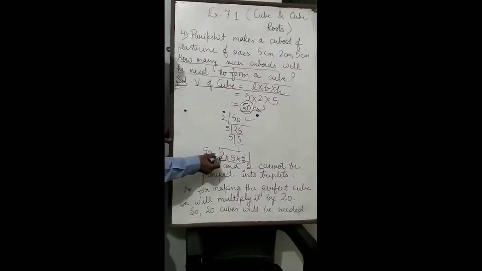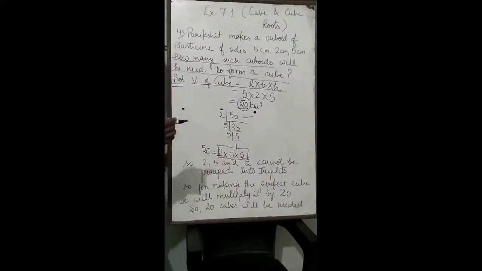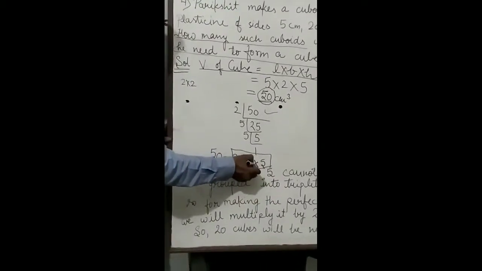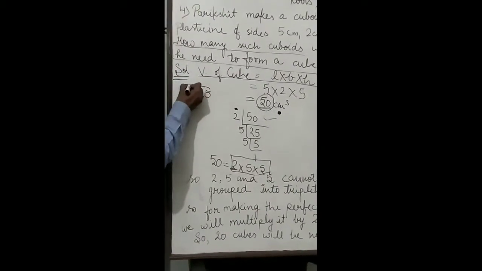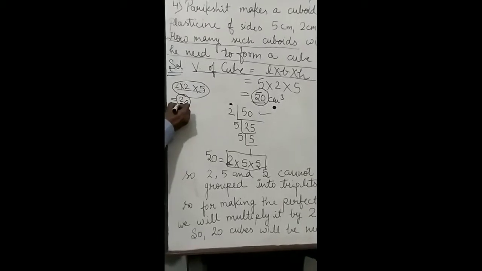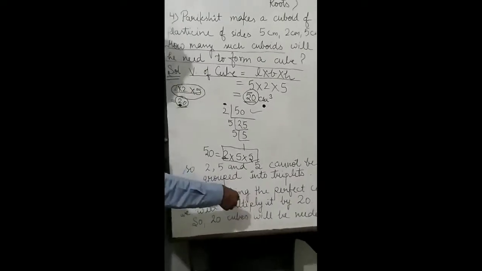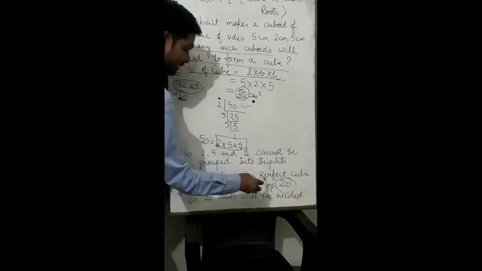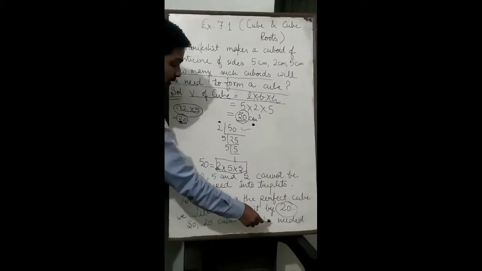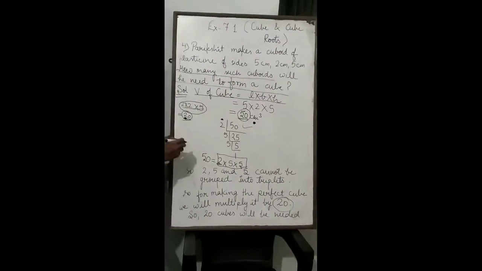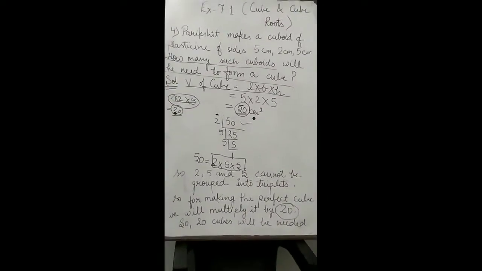So you can see only one 2 is here. That means two more 2s are needed. And there are two 5s here. That means one more 5 is needed. That means two 2s are 4, times 5 is 20. If we multiply it by 20, then it will be a perfect cube. So for making the groups in triplet form, you have to multiply it by 20. So the answer is 20 cuboids will be needed. How many such cuboids will he need to form a cube? The answer is 20 cuboids will be needed.